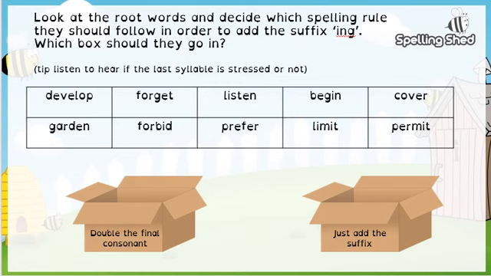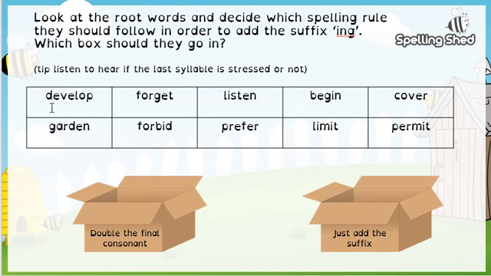So let's look at some of the other words. Here we have to put the words into the correct box. So for this activity, we're going to try and add the suffix ing. And for some of them, we need to see which box they should go in. For some of them, you're just going to be adding a suffix, so you're just going to be putting ing on the end. But for others, you're going to have to double the final consonant because actually the final syllable of the word will be stressed. So let's look at develop.